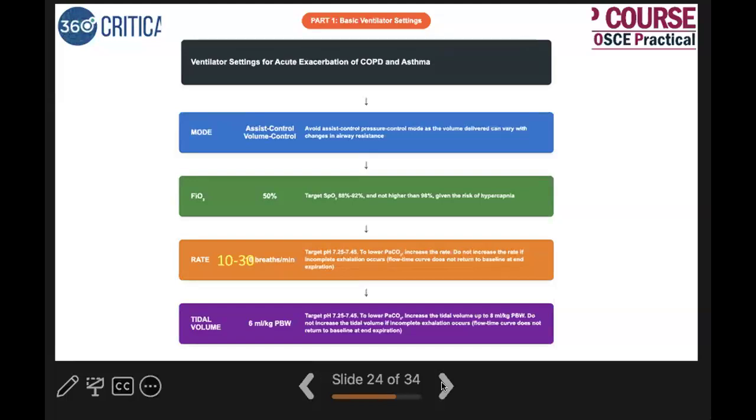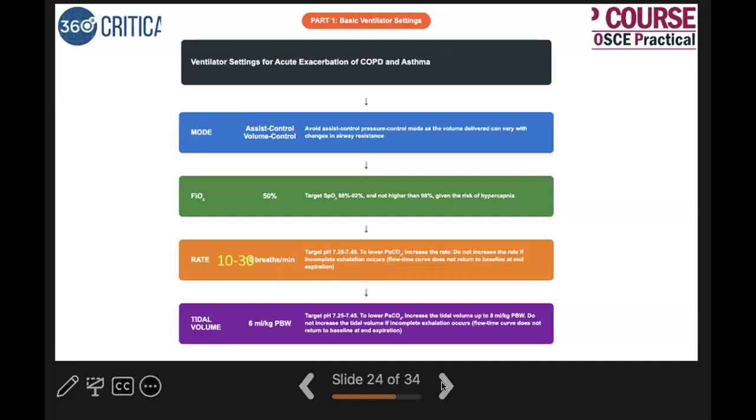When I looked for the evidence for this, there are a few studies which say no mode is superior. It had some ARDS patients also, COPD patients also, no mode is superior. But there are some studies which say volume control is better than the pressure control.